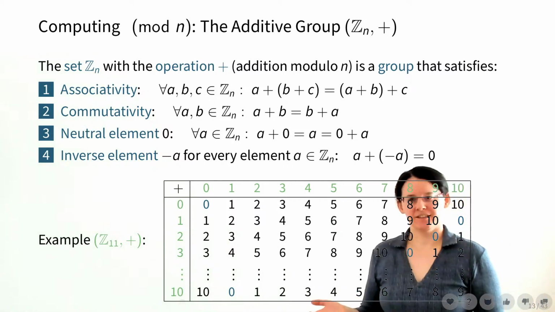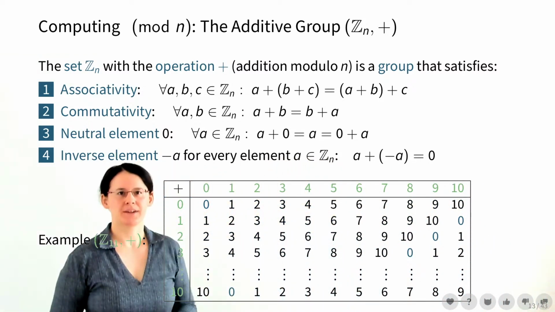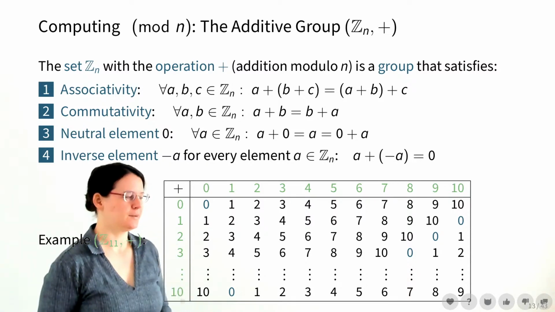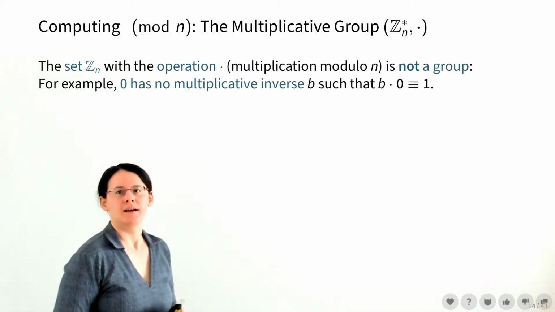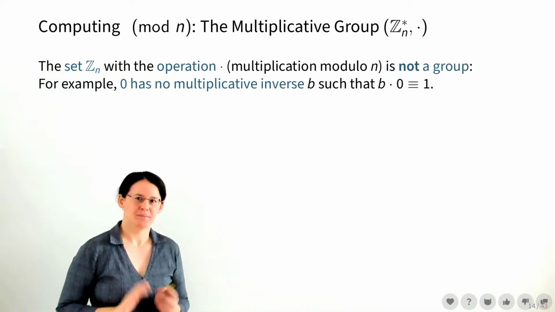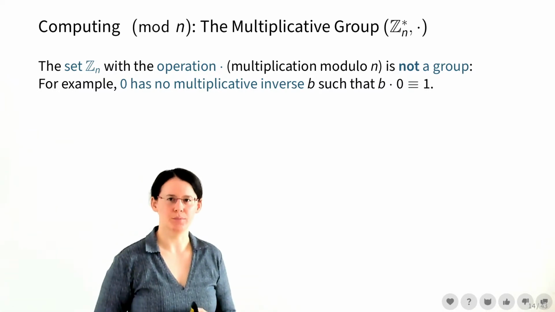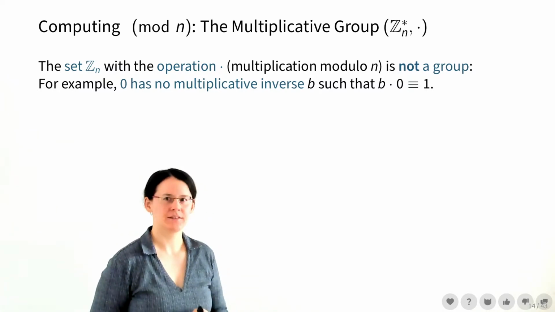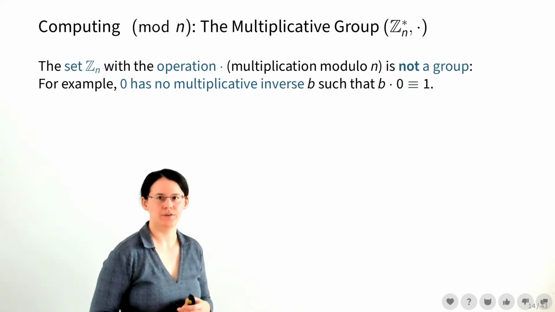Okay, so adding is nice and all, but it's not really satisfactory. So we would want a bit more. And in particular, we also want to multiply. And actually multiplication is quite a bit more interesting. So unfortunately, by itself, multiplication modulo n does not give us a group. And the reason for that is that not all elements have an inverse.